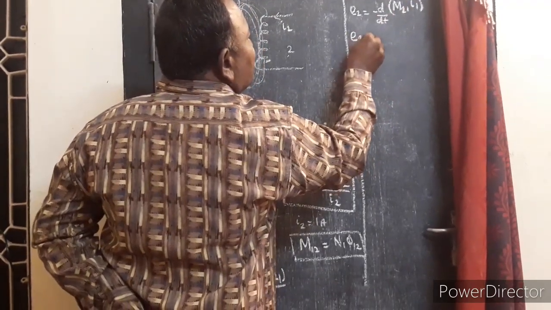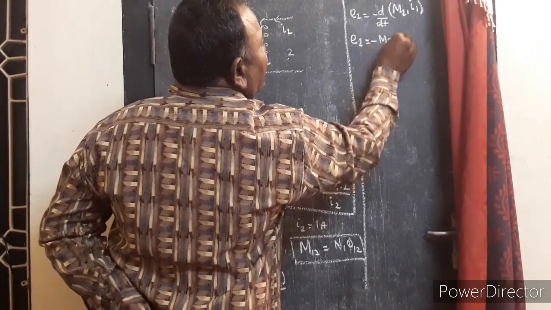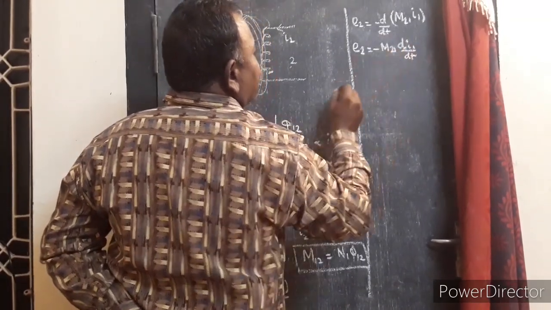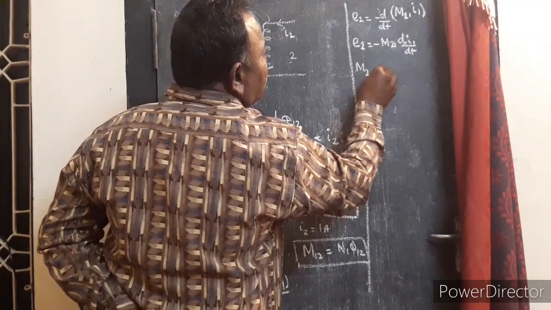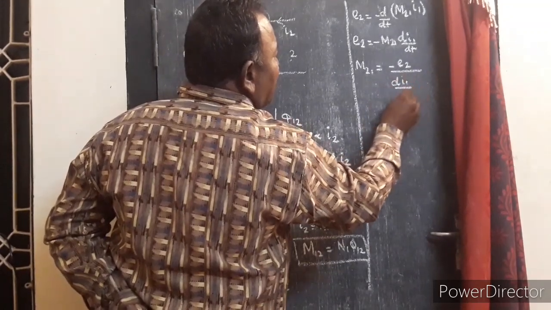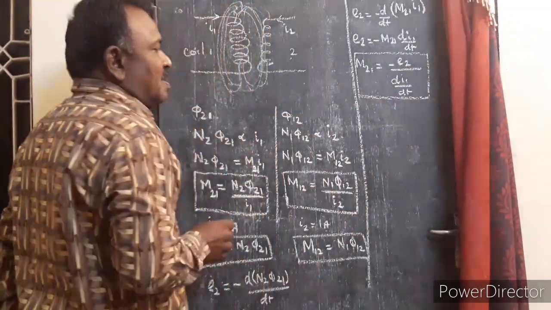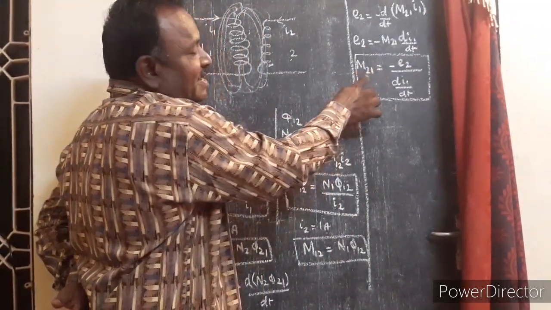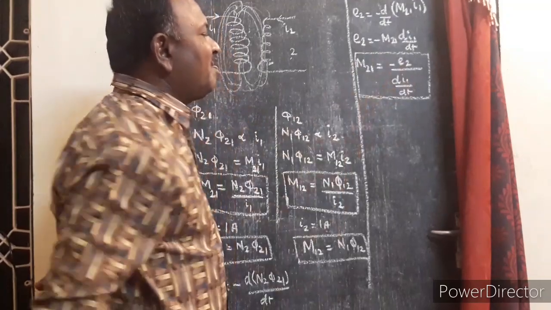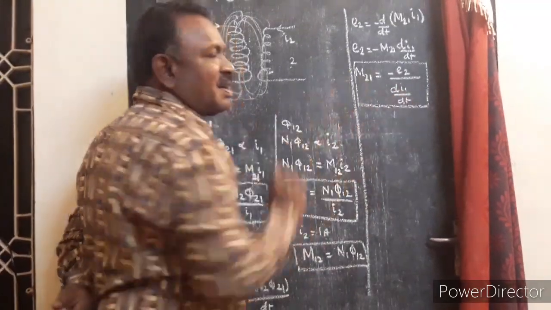So E2 is equal to minus M21 into dI1 by dt, or M21 is equal to minus E2 by dI1 by dt. So mutual inductance of the second coil with respect to the first coil is equal to the ratio of induced EMF in the second coil to the rate of change of current in the first coil.